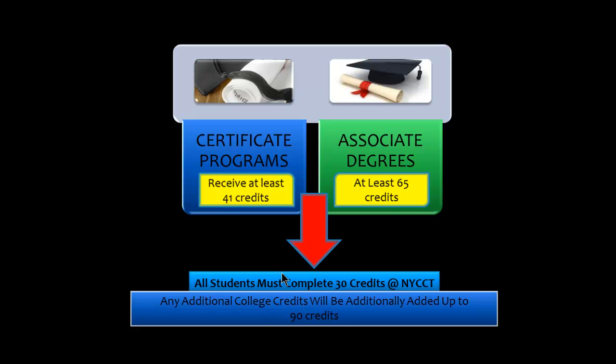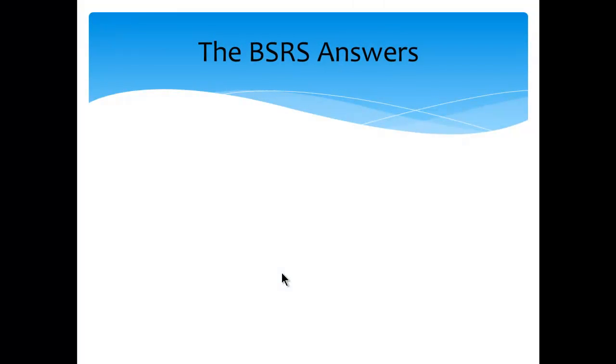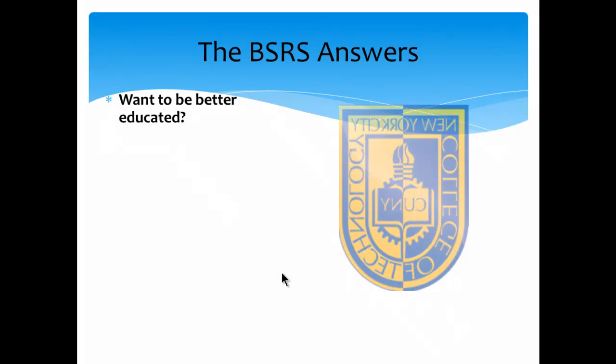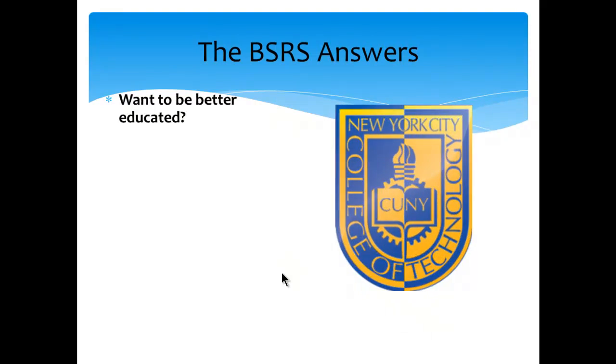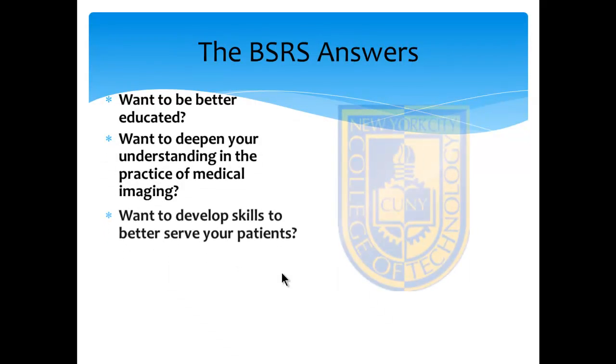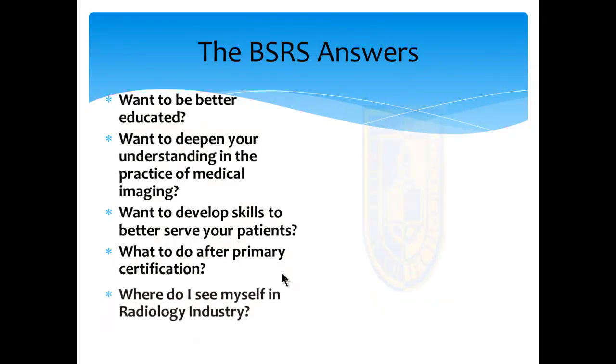So I thought this was a nice little animation, and I did it in about 10 seconds for you, but it took me like half an hour. So that fades out in a kind of interesting way. It's a Ferris wheel. The BSRS Answers want to be better educated, so the animation of our logo keeps turning around and repeating as we go through the different answers to the questions.